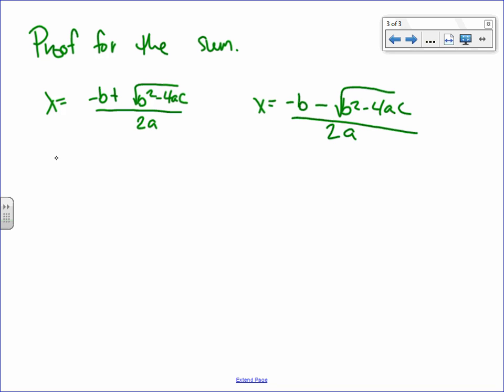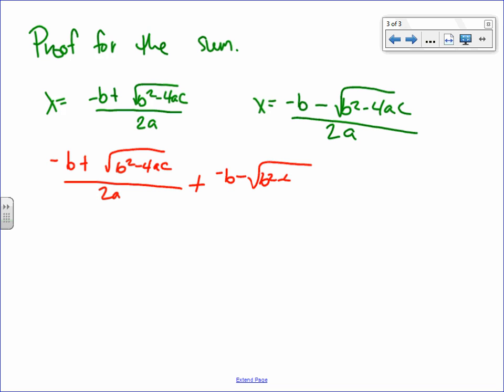So I'll come down here. So I've got negative b plus the square root of b squared minus 4ac. And I'm adding, because it's sum, the other root. Now what's nice is that even though these are kind of messed up fractions, these fractions already have common denominators. So we can go ahead and smush these all as one big fraction, because remember, to add or subtract fractions you need a common denominator, but they already do.